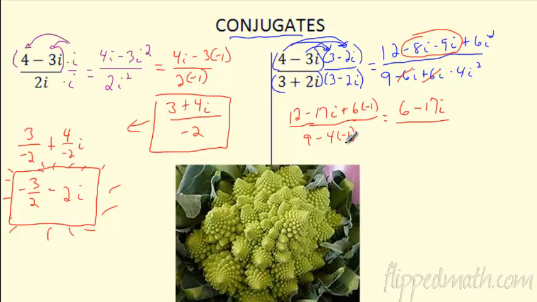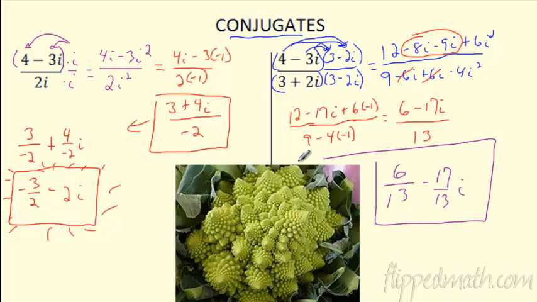What's going to happen on bottom? Well, we've got -4 times -1. That's positive, so we're looking at 13. Is that bad boy in standard form? No. Let's split it up. So we've got 6 over 13 minus 17 over 13 i. That is a pretty looking answer right there.